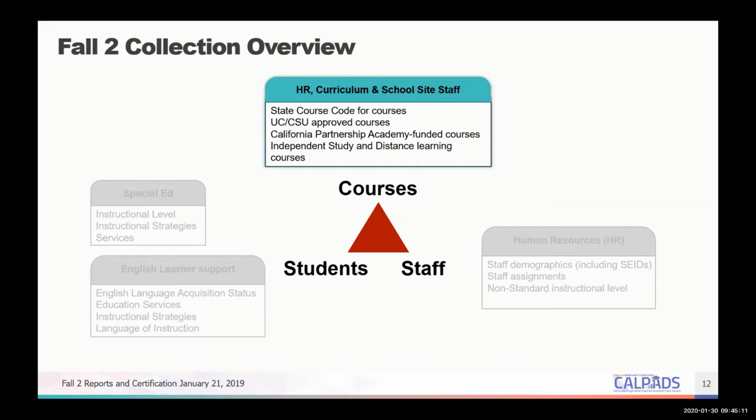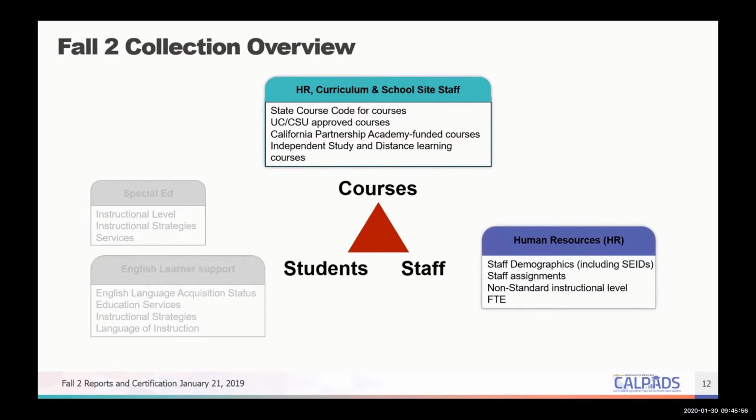We just want to emphasize that this collection comes from a myriad of sources. You can't rely solely on your student information system, right? Because it's not solely specific to the students. You're going to have to rely on your student information system and your human resources. You're going to have to pull in the human resources, curriculum, and school site staff for several different categories. So your course information, the curriculum department will have to provide you information about your state courses, state course codes, the UC-CSU approved courses, which courses are independent study and distance learning.